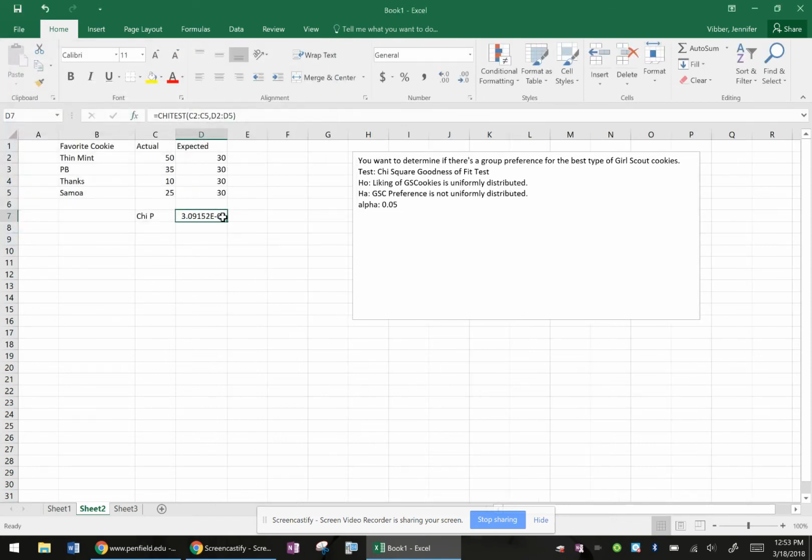And ooh, 3.0915 E negative 06. I didn't know it was going to turn out that way, which is fortuitous, because you need to know what that means. That's 1, 2, 3, 4, 5 zeros, and then 309 comes after. That E negative 06 means move the decimal point 6 spaces to the left. So my p-value is 0.00000309. If p is small, reject the null. P is tiny, teeny, teeny, tiny.